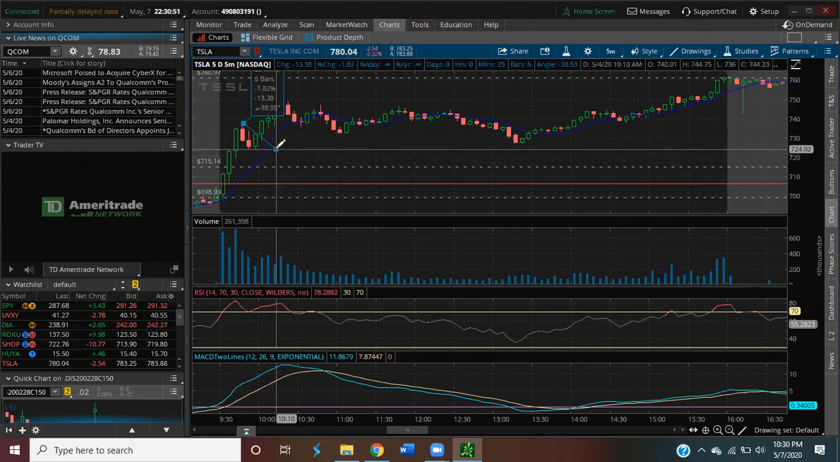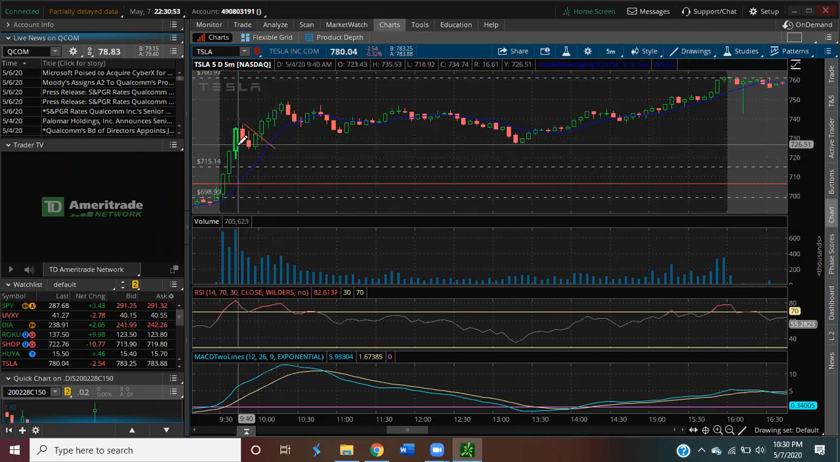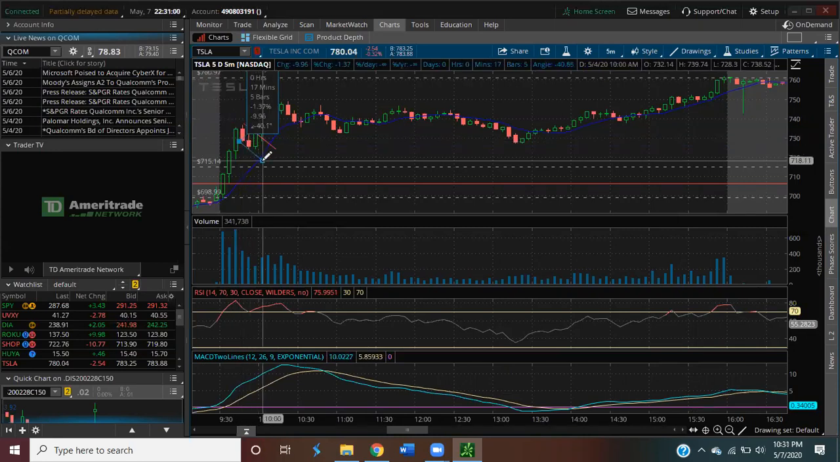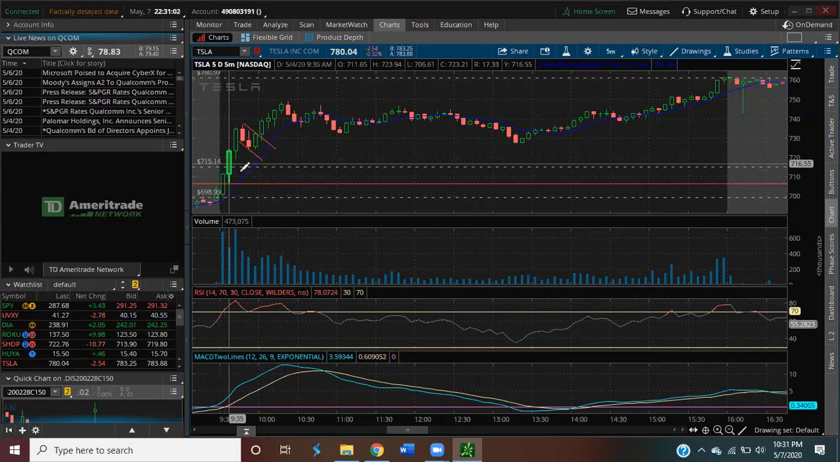Wish I could go to the 1 minute. You can see it a lot better. I don't like how it's right here. I wish I had my 1 minute, but you can see it. You still see the bull flag. All right.